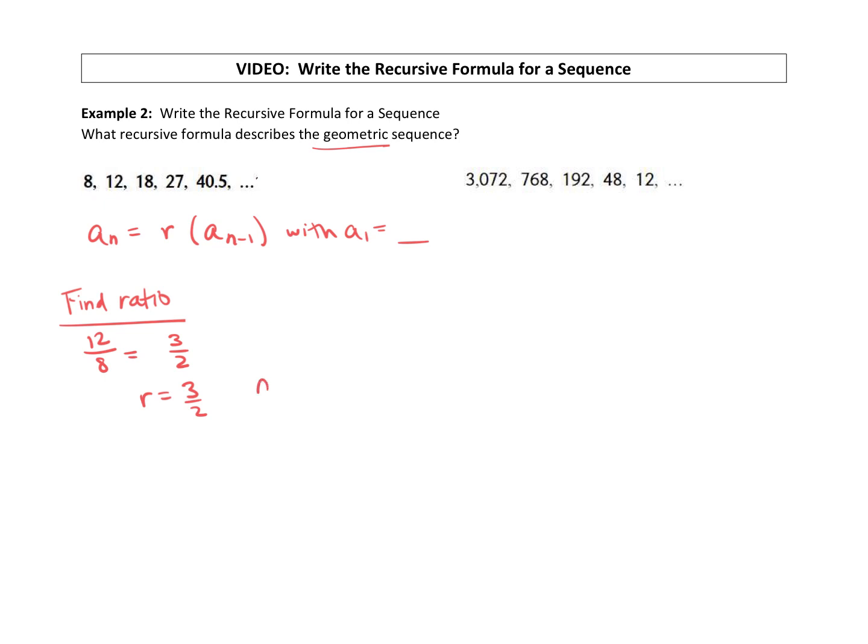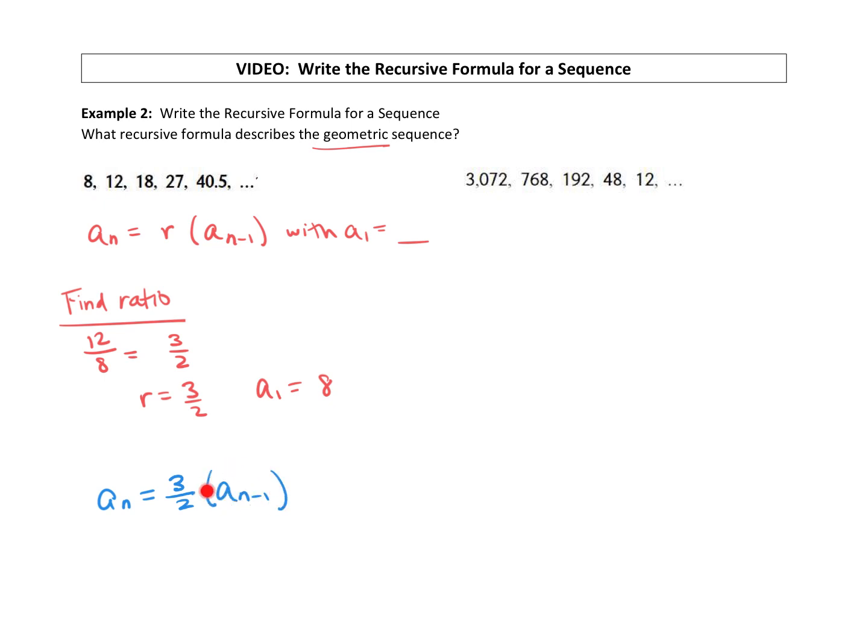We also need the first term of the sequence. The first term is 8. We can just tell by looking at it. And now we can write our recursive rule or our recursive formula. So we say a sub n equals, I'm just following this up here now, plugging in the information, r, which is the common ratio, 3 halves times a sub n minus 1.